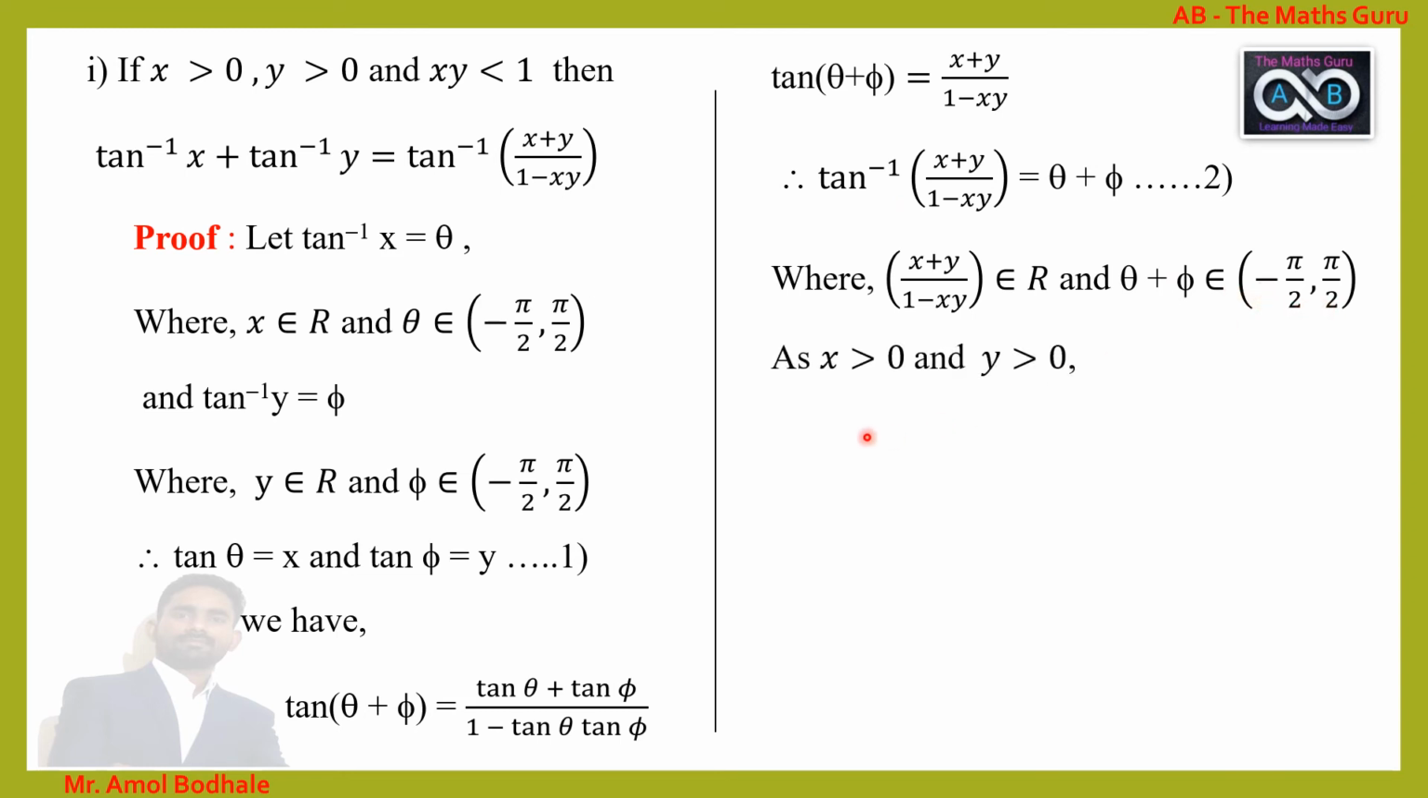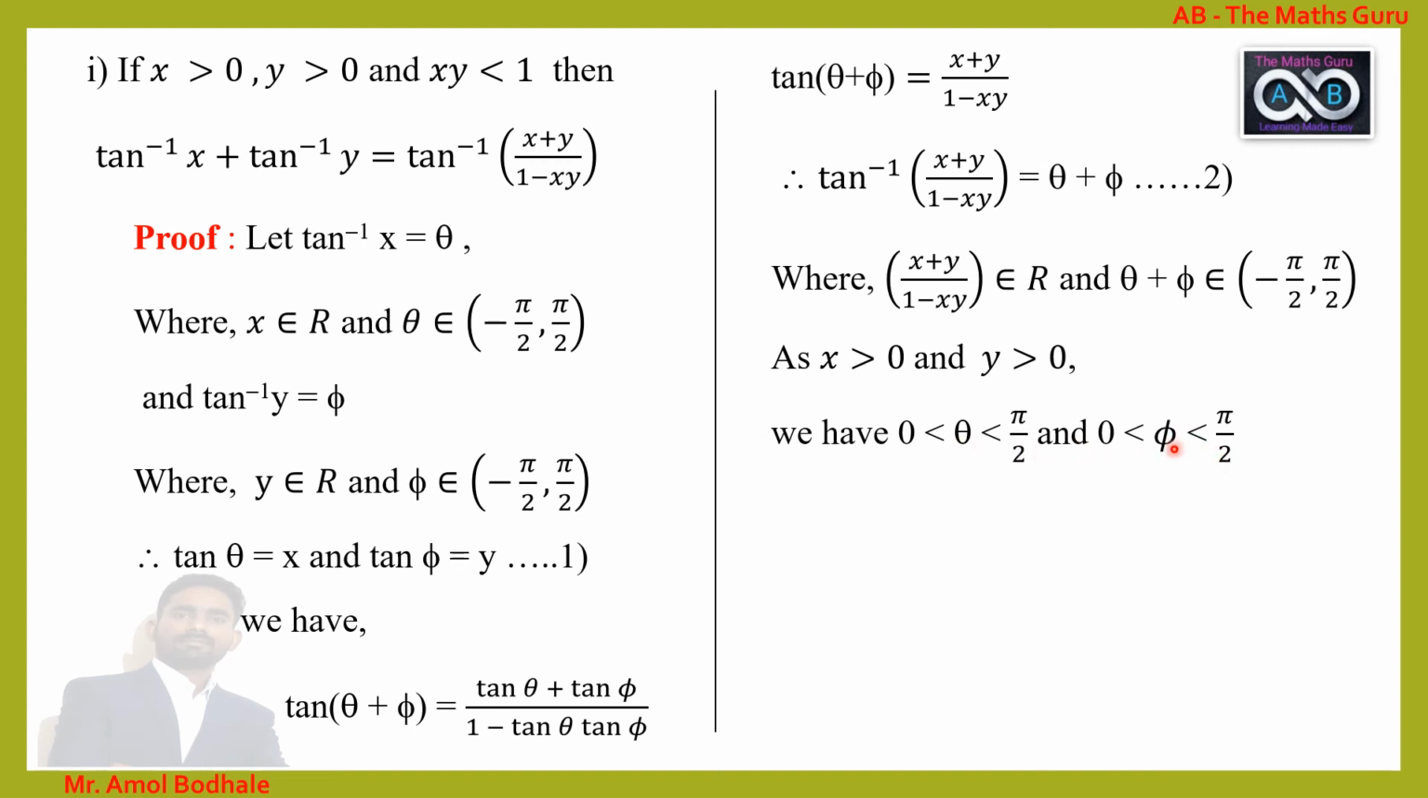So here, as x is positive and y is positive, theta must belong to 0 to pi by 2. Since x is positive, tan inverse of a positive number is also greater than 0. That means theta is greater than 0 and less than pi by 2, because the range is minus pi by 2 to pi by 2. Similarly, y is positive, that means as tan inverse of y equal to phi, phi is also positive, so it is greater than 0 and less than pi by 2.